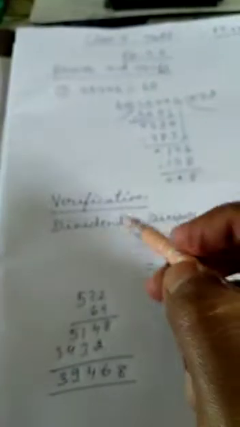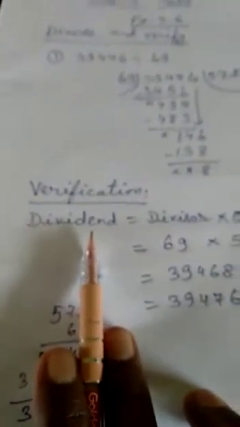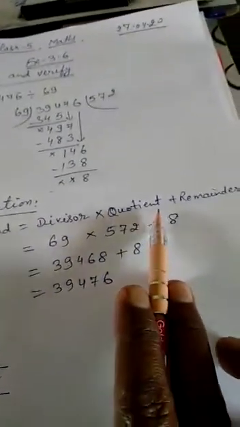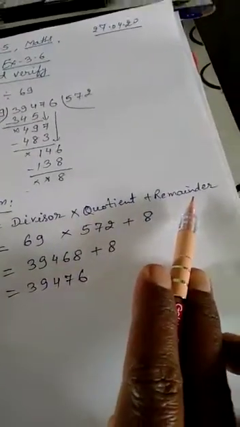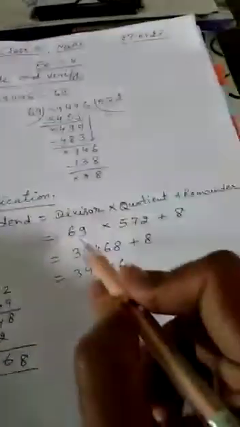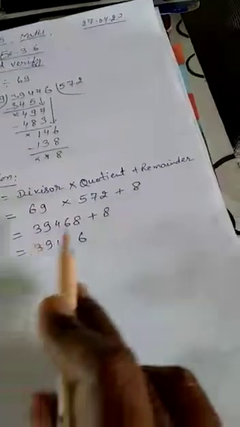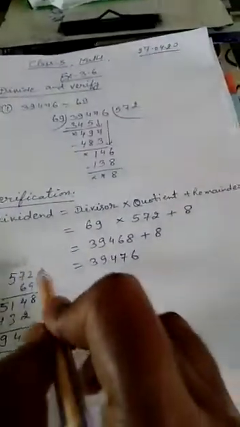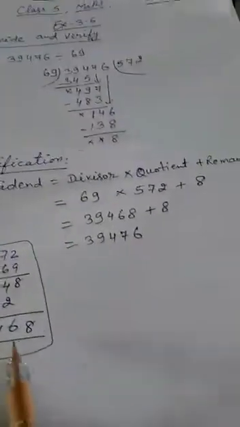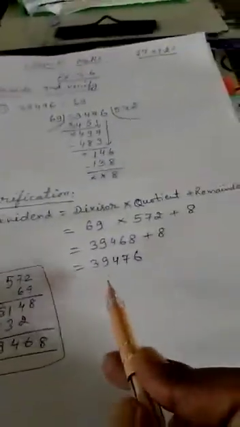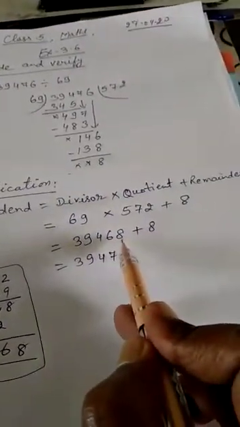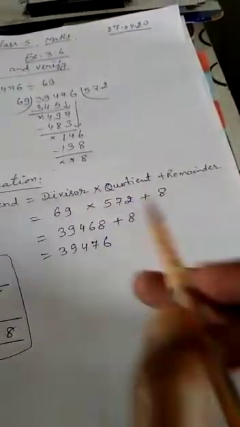Now you have to do verification also. So verification we have already learned. Dividend is equal to divisor into quotient plus remainder. So here divisor is 69 into quotient is here 572 plus remainder is here 8. Now when you multiply 69 into 572, rough work I have done here, you can see 39,468. So you will write 39,468 plus remainder 8 you will add in this.